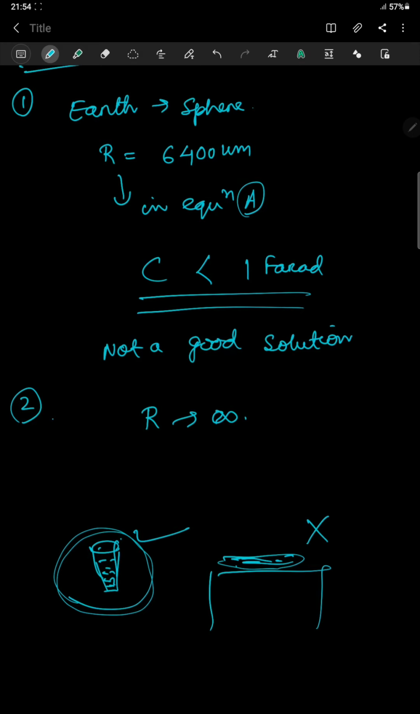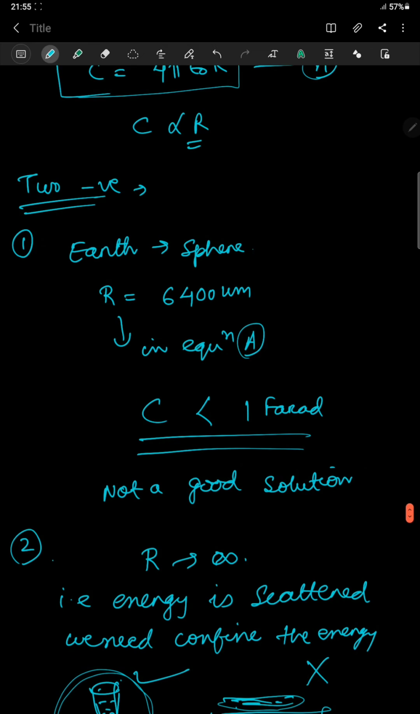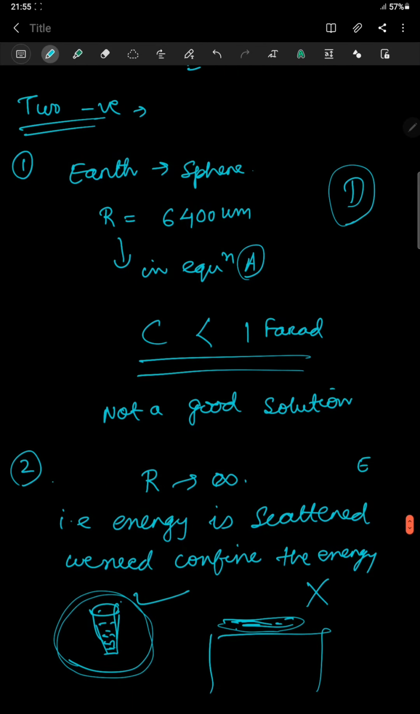The same case will be applied here. You see, the energy is spread from R to infinity. That is, your energy is scattered. And once we need to use it, we need to confine the energy. Okay, so all understood? The first drawback was the dimension. The second drawback was that the energy was scattered. Okay, so what is our objective now?